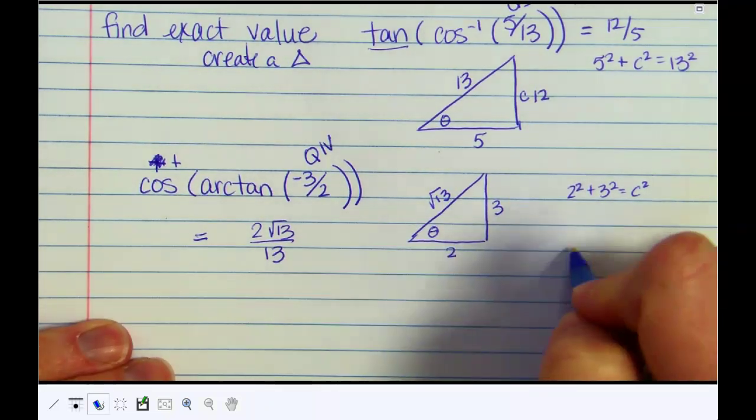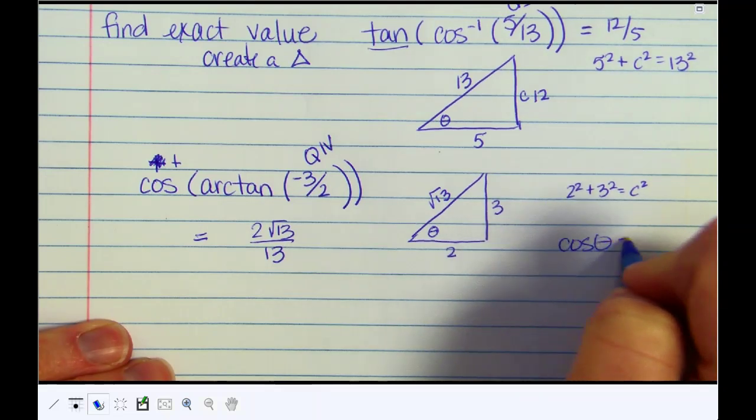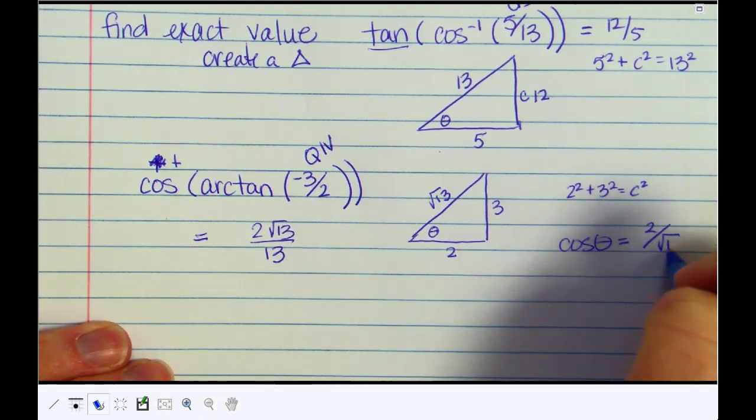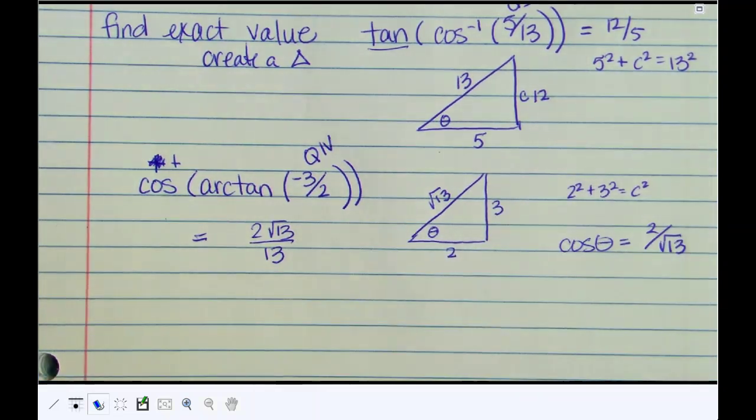Wow. Good golly. Let's try that again. Jeez, I do need that coffee, apparently. Adjacent over hypotenuse, but you have to rationalize. So 2 times the square root of 13 over 13.